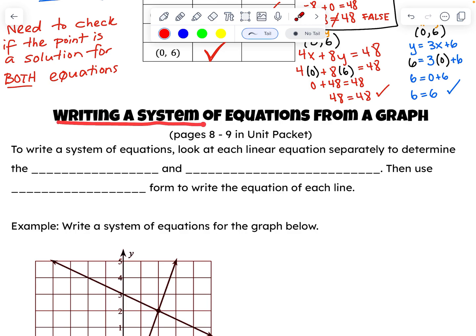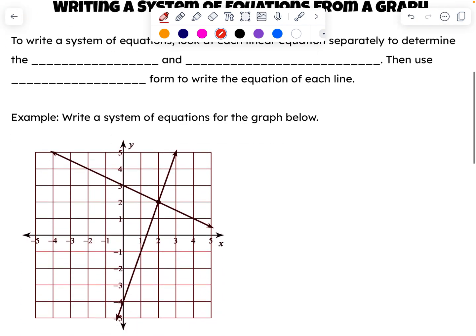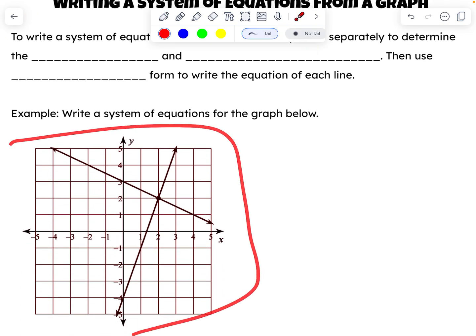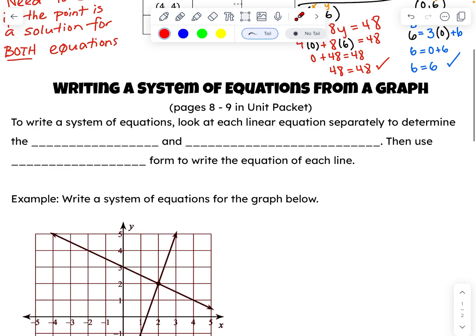So this is another skill that a lot of us already know, writing a system of equations from a graph. Because a lot of us already know how to write a line from a graph. This is as simple as doing that skill, but 2 times. So this corresponds to pages 8 to 9 in your unit packet. Okay, so what's going to happen in these kind of problems is you're going to be given a graph and asked to write lines. So how are we going to do that? Well, it says to write a system of equations, look at each linear equation separately to determine the slope and y-intercept.